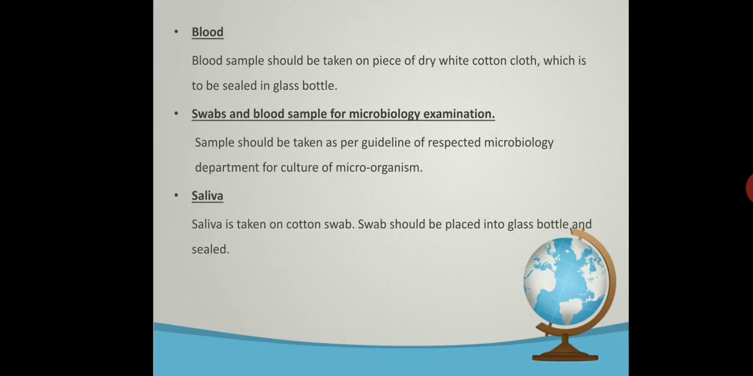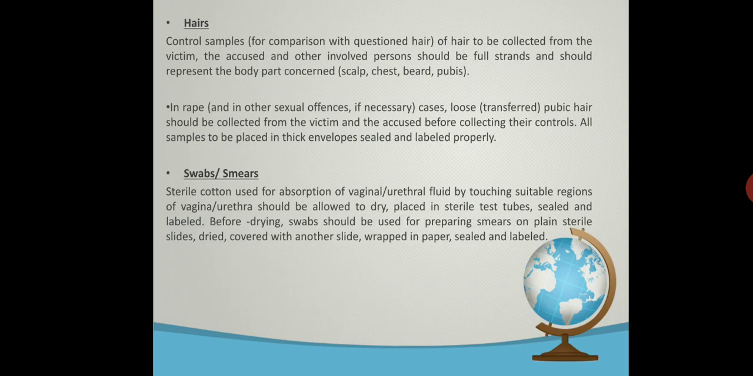Sometimes we have to take swabs and blood samples for microbiological examination. Sometimes hair in case of assault, specifically sexual assault, we have to collect pubic hair. Then sometimes in sexual assault we have to collect swabs. There may be vaginal swab, deep vaginal swab, cervical swab, anal swab, oral swab. All swabs are taken and left to air dry, then sealed and labeled.